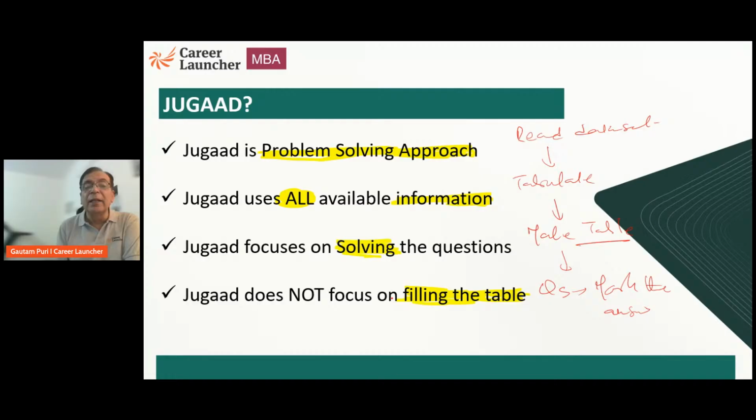Given the fact that the questions give you additional information, if you're not using it, you will end up taking maybe 2 to 3, or maybe even 5 to 10 minutes more doing the set. So using the information from the question is extremely important. And yes, I don't bother about the table. Table bharunga. But the purpose of filling up the table is to mark the answer. So fill up the table only to the extent required. Don't get paranoid about filling up the table completely.